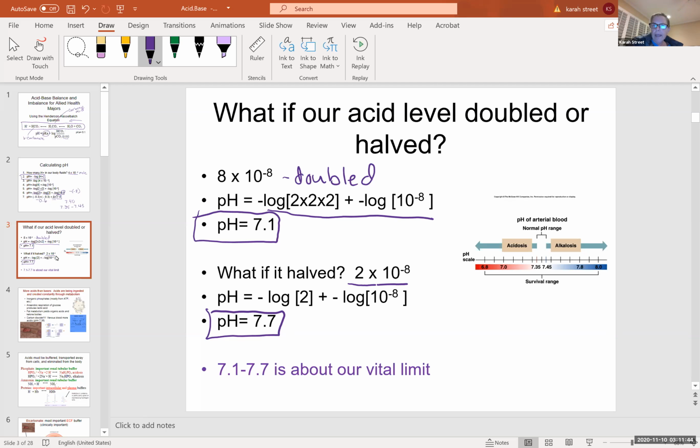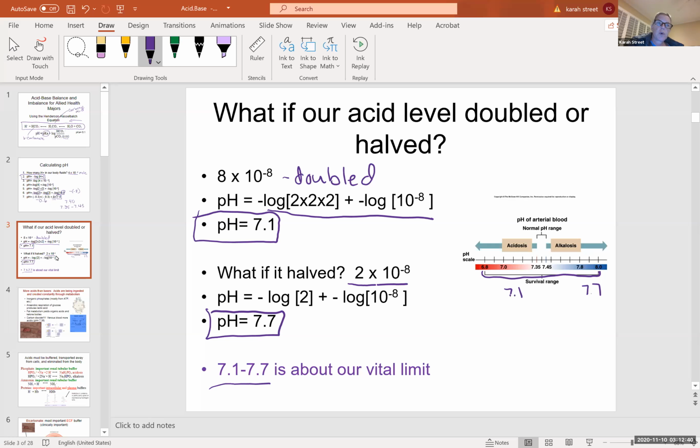And that is a good way to remember our viable limit, a rough way to remember the viable limit. Roughly 7.1 to 7.7 represents a viable limit. Anything lower than that is typically lethal, and anything higher than that is typically lethal. So up here, you're seeing a survival range, and mine's just a little bit less than that, 7.1 to 7.7. That's just how I remember a viable range, roughly doubling the hydrogen content to cutting it in half. I want you to remember this viable limit that I am giving you, 7.1 to 7.7.